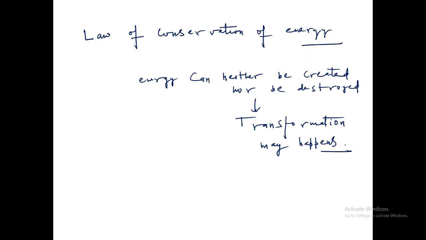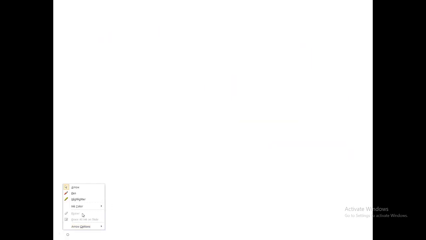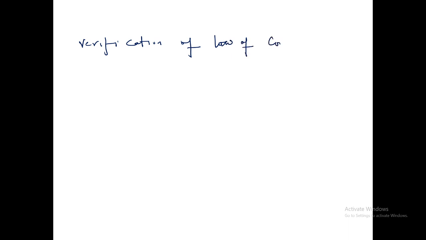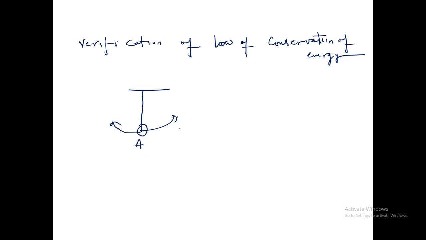So now I am going to discuss verification of the law of conservation of energy. Consider a pendulum which is vibrating in this mode. This is position A and this is position B. If it has velocity v, of course at A it has only kinetic energy.